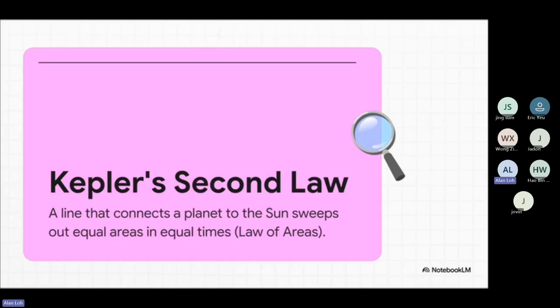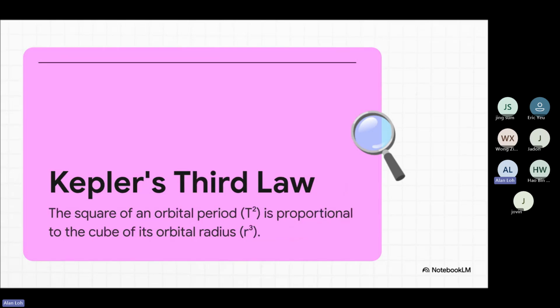Second, he noticed something really interesting about how fast the planets move. They speed up when they get closer to the sun and slow down when they're farther away. Think of it like this. To cover an equal-sized slice of pie of its orbit in the same amount of time, a planet has to move a lot faster when the slice is short and fat, and a lot slower when the slice is long and skinny. And third, he discovered this really elegant mathematical link between a planet's year, how long it takes to go around the sun, and its distance from the sun. To put it simply, the farther out a planet is, the much, much longer its year is.